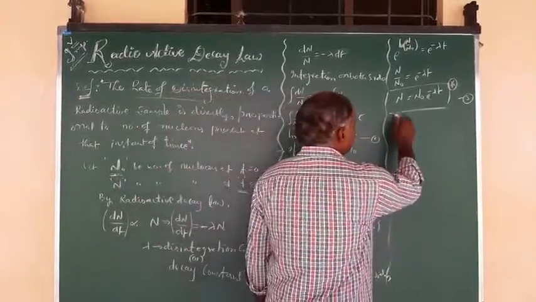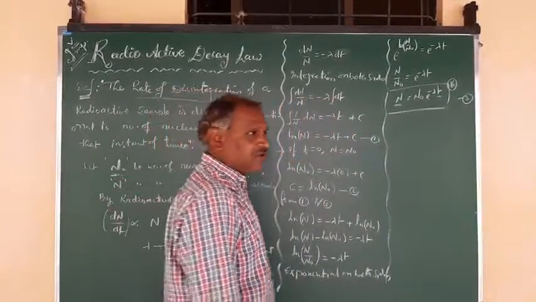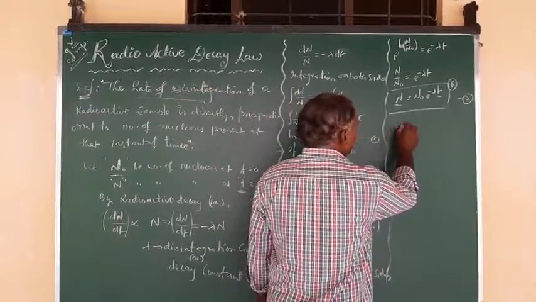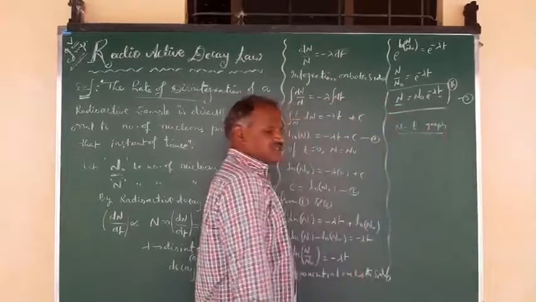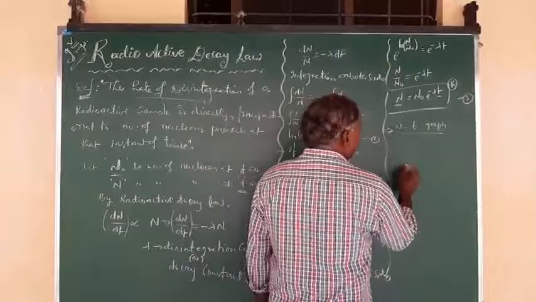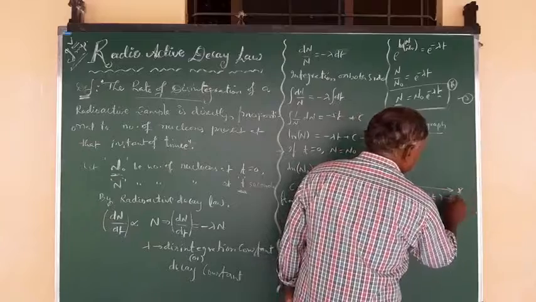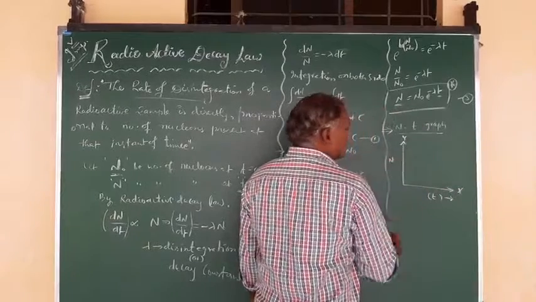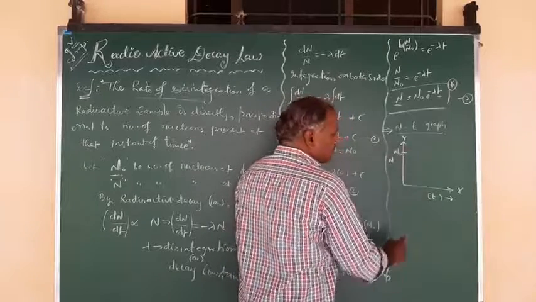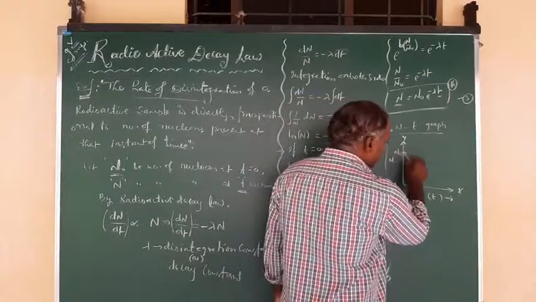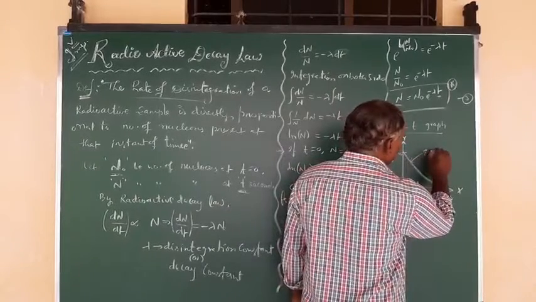If you draw the graph between the number of nucleons and time, you get an exponential curve decreasing with respect to time. This is the N versus t graph. Time is taken along the x-axis and the number of nucleons along the y-axis. When t is equal to 0, the number of nucleons is maximum, that is N naught. As time increases, the number of nucleons decreases exponentially, like this.